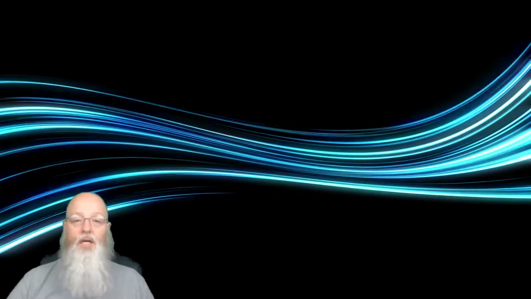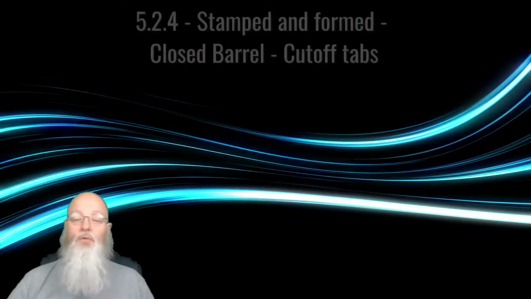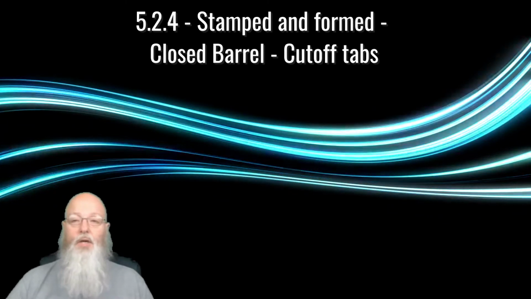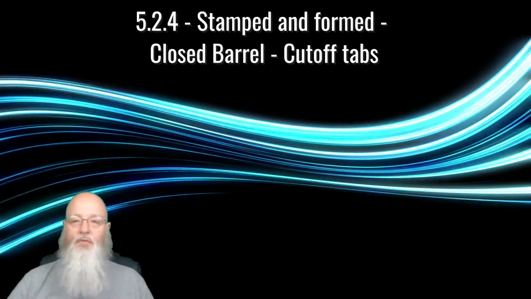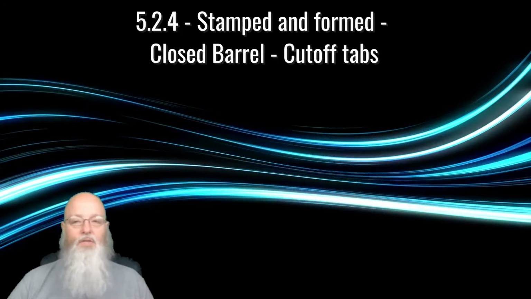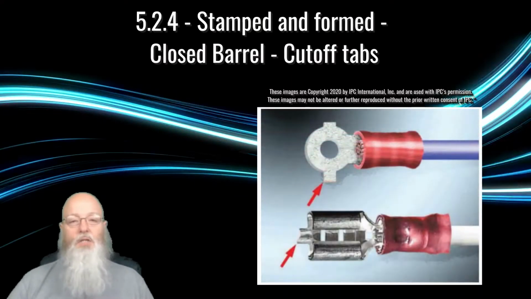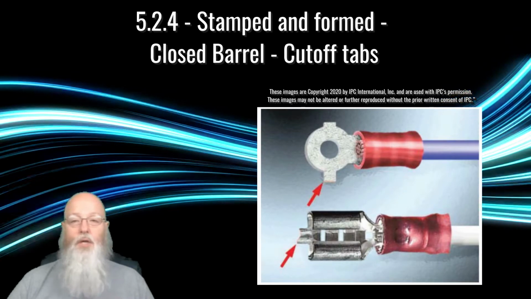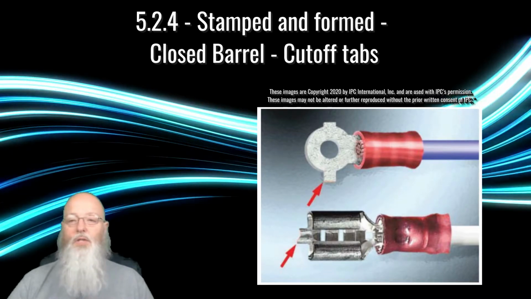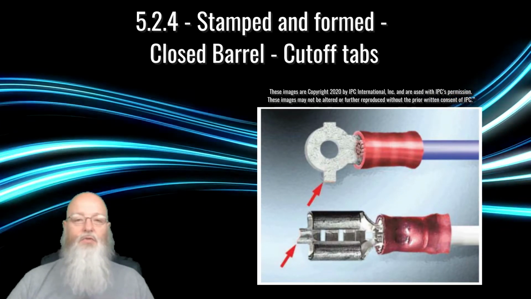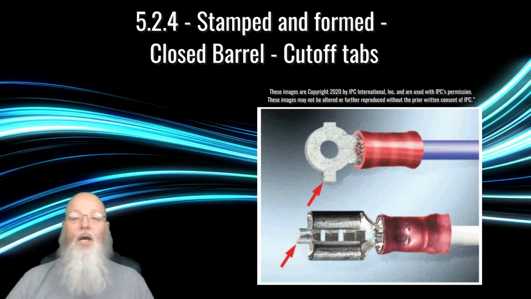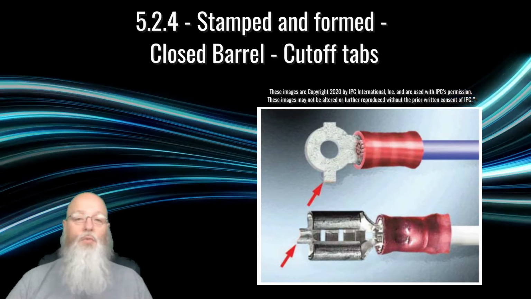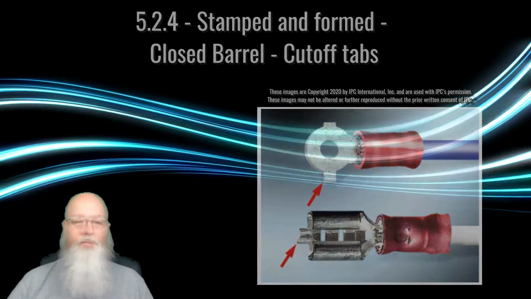We move all the way to section 5.2.4 for our next technical change. A new section has been added here which adds criteria for stamped and formed closed barrel cutoff tabs. The criteria is much the same as the criteria for stamped and formed open barrel cutoff tabs. This new section adds the information that the tabs are also present on closed barrel contacts and cannot interfere with the form, fit, or function of the assembly.